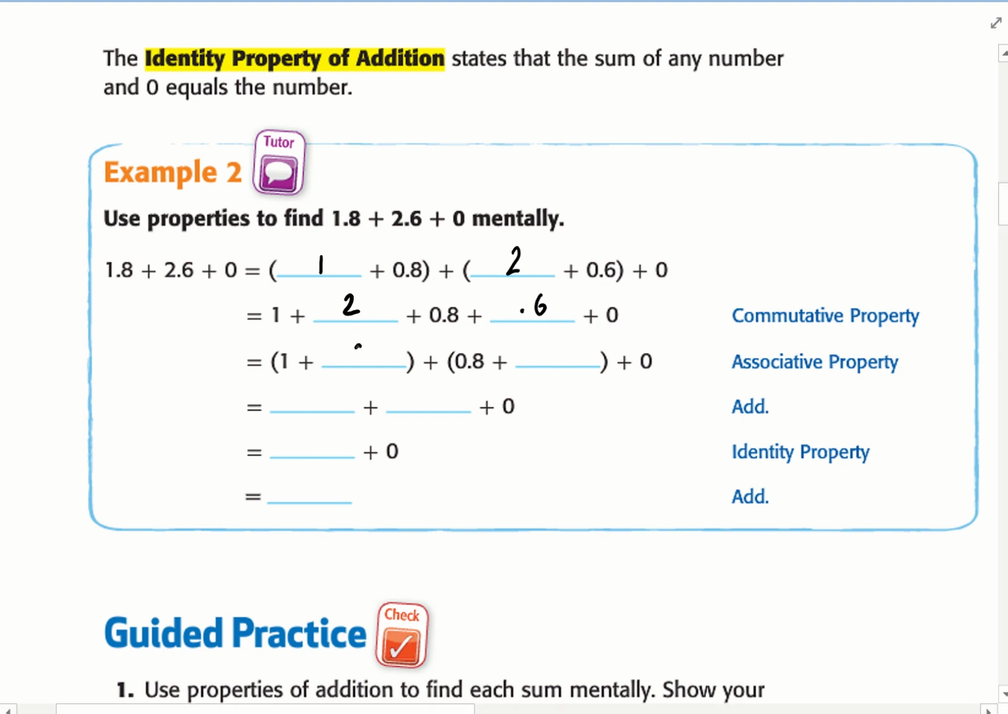So now I have 1 plus 2 is grouped, and then 8 tenths plus 6 tenths is grouped. So now I have 3 plus 1 and 4 tenths. And then the identity property is if I add a number with 0, I'm still going to get the same number. So I should still get 4 and 4 tenths.